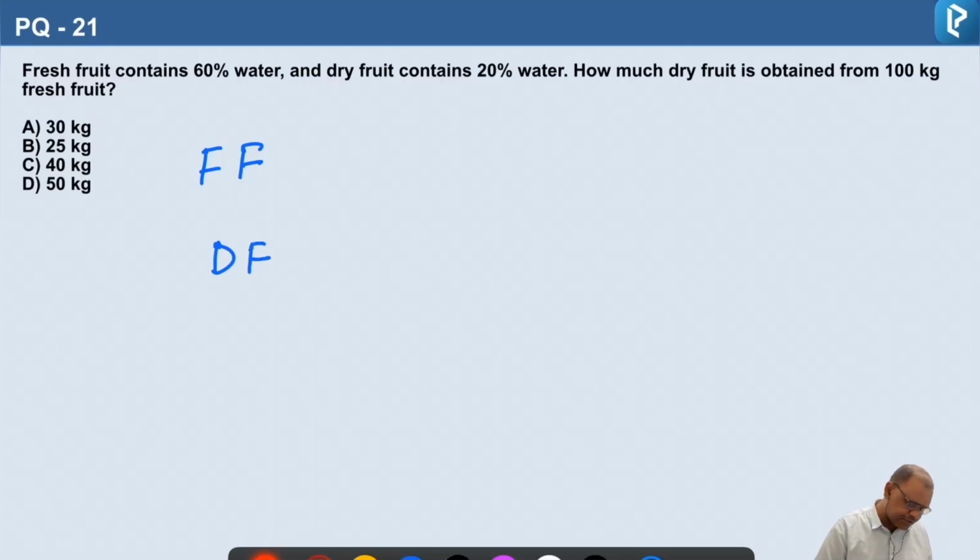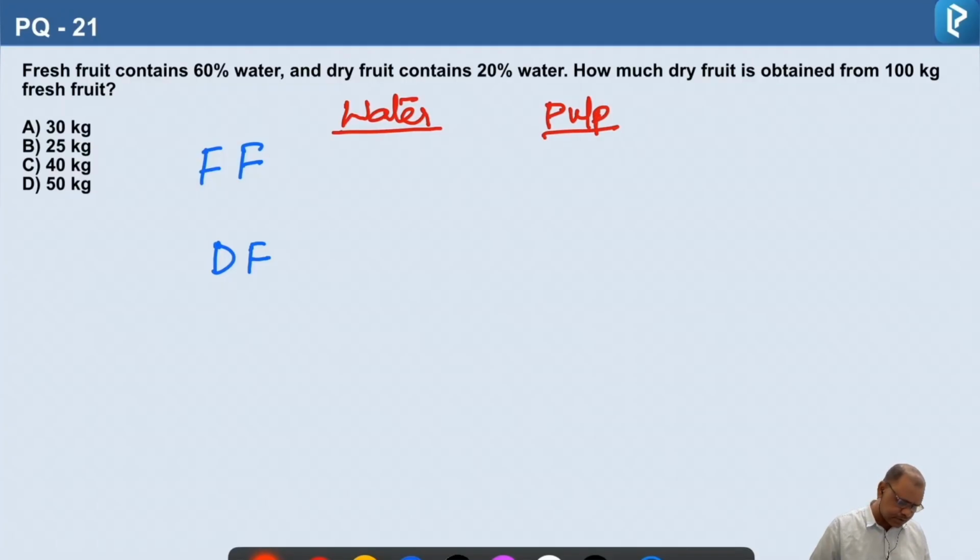In fresh fruit and dry fruit we have a water content, and apart from water we have pulp. In fresh fruit there is 60% water, the remaining 40% is pulp. In the dry fruit, we have 20% water and the remaining 80% is pulp.